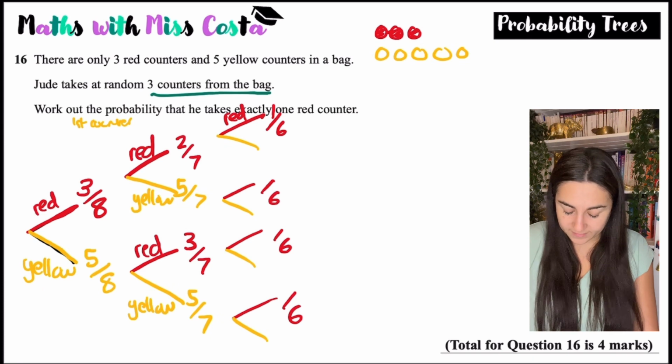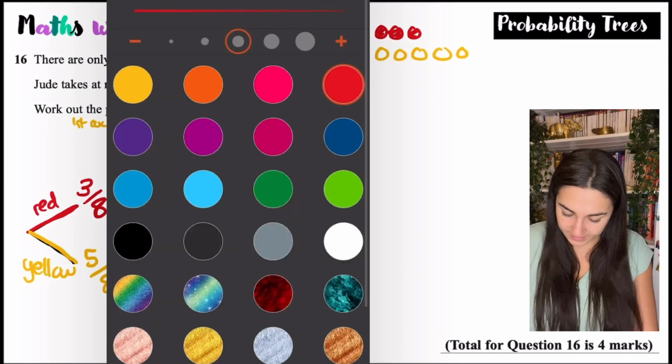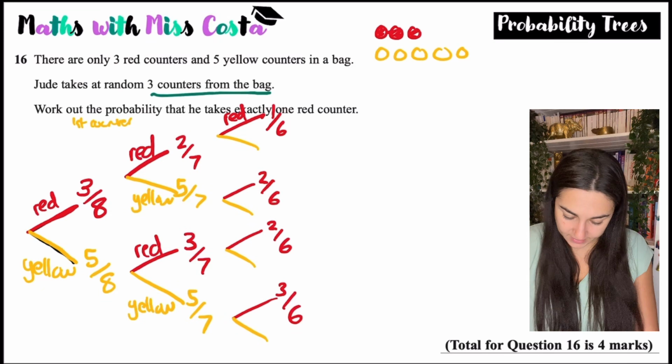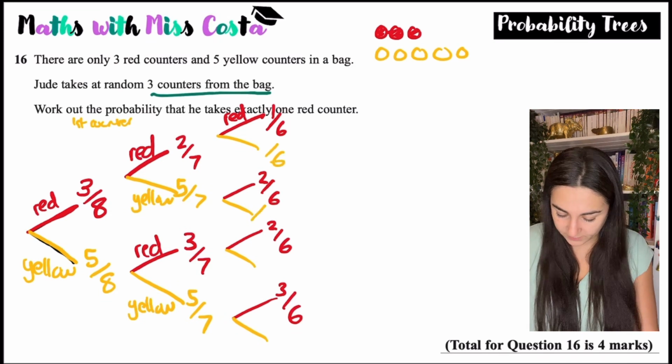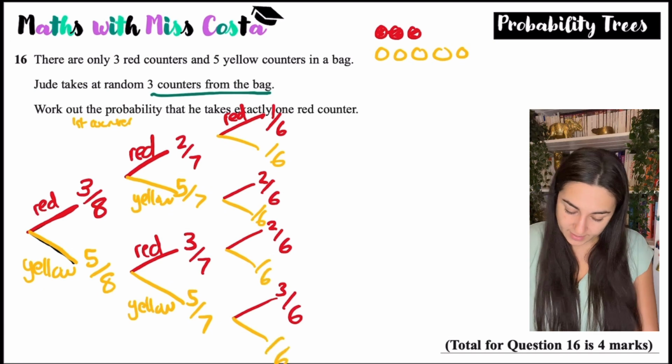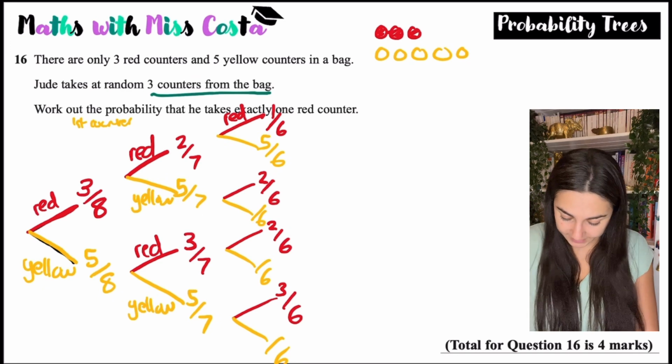If you've taken a red and then a yellow, you've taken 1 red counter, so that would be 2 red counters left. So that would be 2/6, the same over here, and over here it would be 3/6. And then for the yellow, so you've taken no yellow counters. All the probabilities are over 6 because there's only 6 counters left. And there's 5 yellow counters in total. You haven't yet taken a yellow counter, so you'd say 5 over 6.